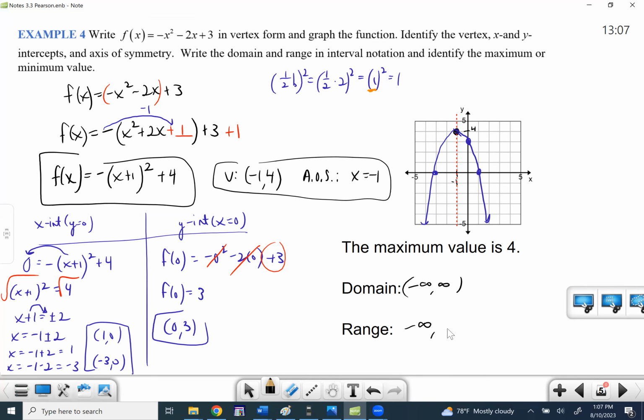The highest is 4. Now, unlike the increasing and decreasing, I am going to include the 4 because the 4 is on the graph. So we're saying what y values are on the graph? Well, the lowest y value, there isn't one. It just keeps going down forever, so -infinity. The highest y value is 4, and it is on the graph, so we're going to include it. Okay, so we got all of the things they asked of us.